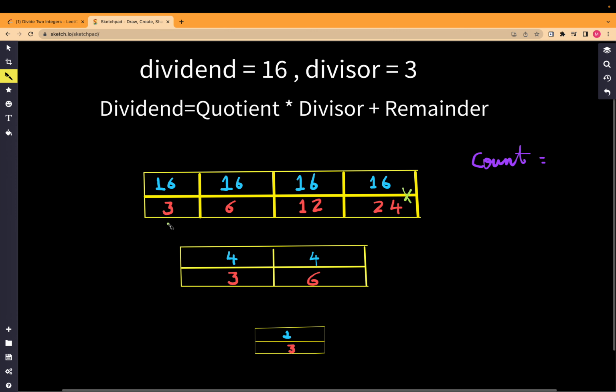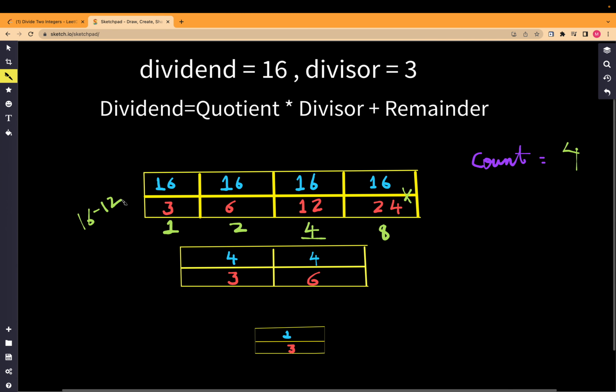So as every time we were doubling, this was 1, then we double it, we got 2, then we double it, we got 4. So every time we are doubling and finding out. What we will do is, till the time it gives us a negative value, we will stop over there and we will get a count, that is 4. We will store it over here, and in the next iteration we will use the result, that is 16 minus 12.